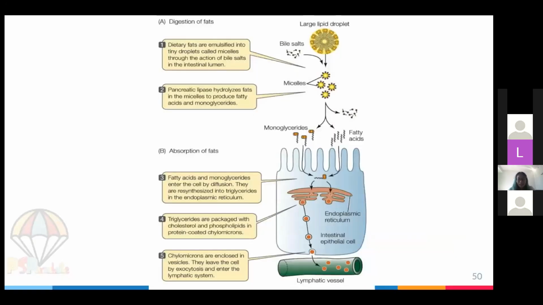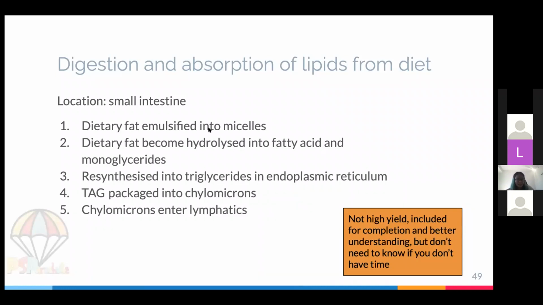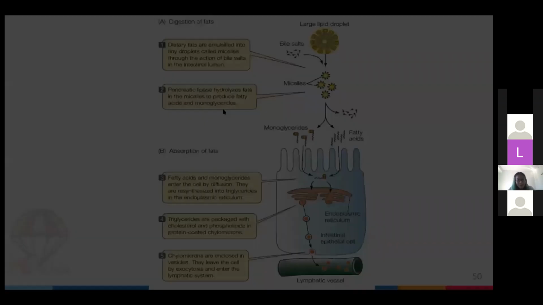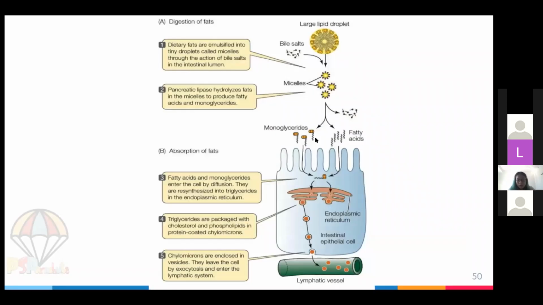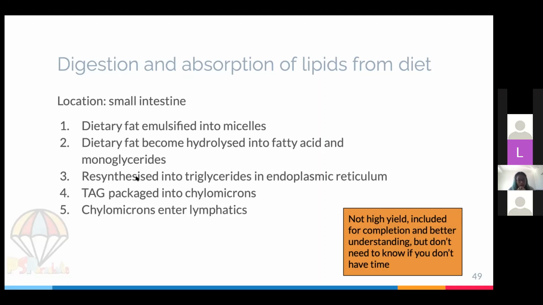It's pretty much all here, but the first step would be that the dietary fat gets emulsified. Basically it gets packaged into micelles, and then it gets hydrolyzed into fatty acid and monoglycerides. The chemistry of this, you could look it up. It enters the intestinal epithelial cells, and in the endoplasmic reticulum of those cells, it gets resynthesized into triglycerides. These triglycerides get packaged into chylomicrons, and the chylomicrons go into the lymphatics, and the lipids get sent to different tissues.